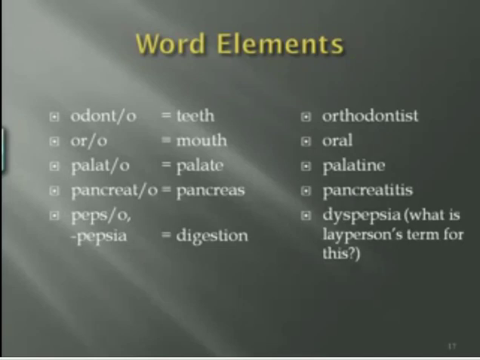Odonto, teeth, you know, you go to an orthodontist to straighten your teeth. Oral is mouth, use that for anatomy, position, direction. Palato is a palate, that's the roof of your mouth. Pancreato, you can imagine that's the pancreas. And pepsia, drink a Pepsi if you're having problems with digestion. So dyspepsia is indigestion. So dysphonia is hoarseness, dyspepsia is indigestion.